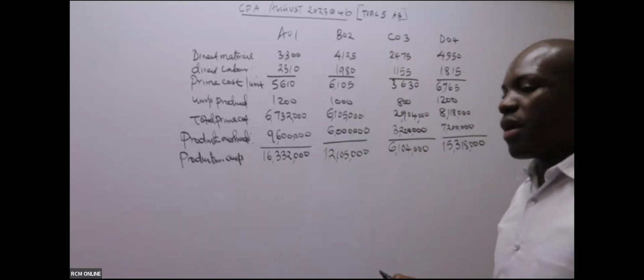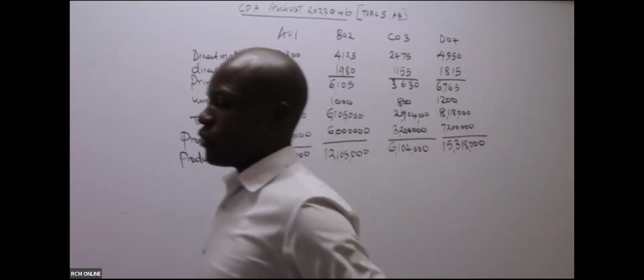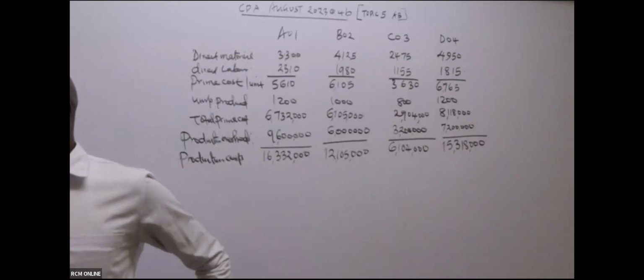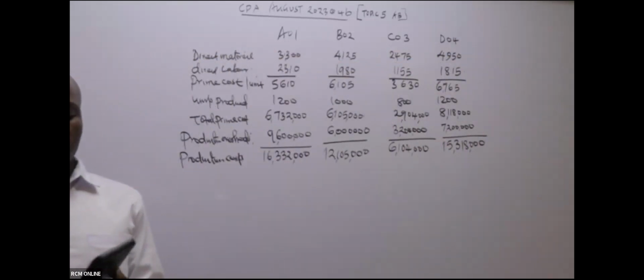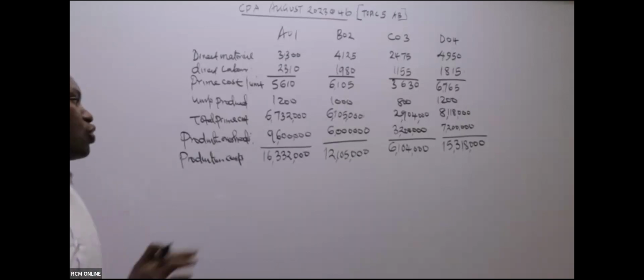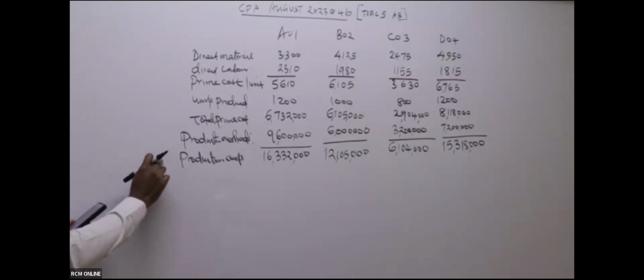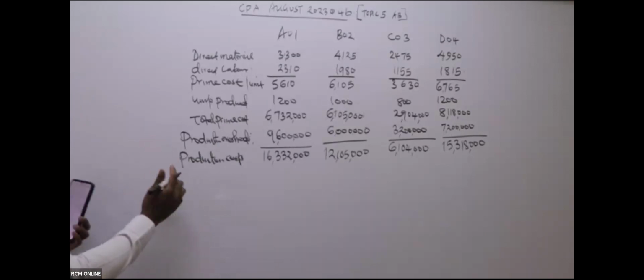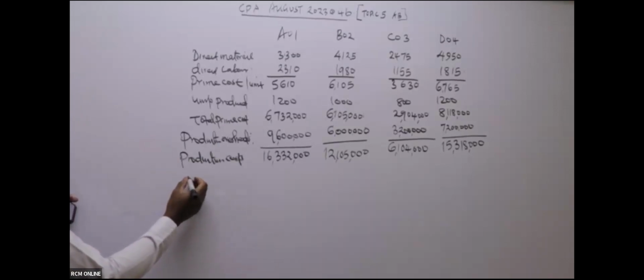Look at Roman 1 of the question. What do they want us to do? Required: compute a budgeted unit cost and total cost using the conventional technique. So what we have done here is the total cost using the conventional method. Are we able to get the cost per unit?